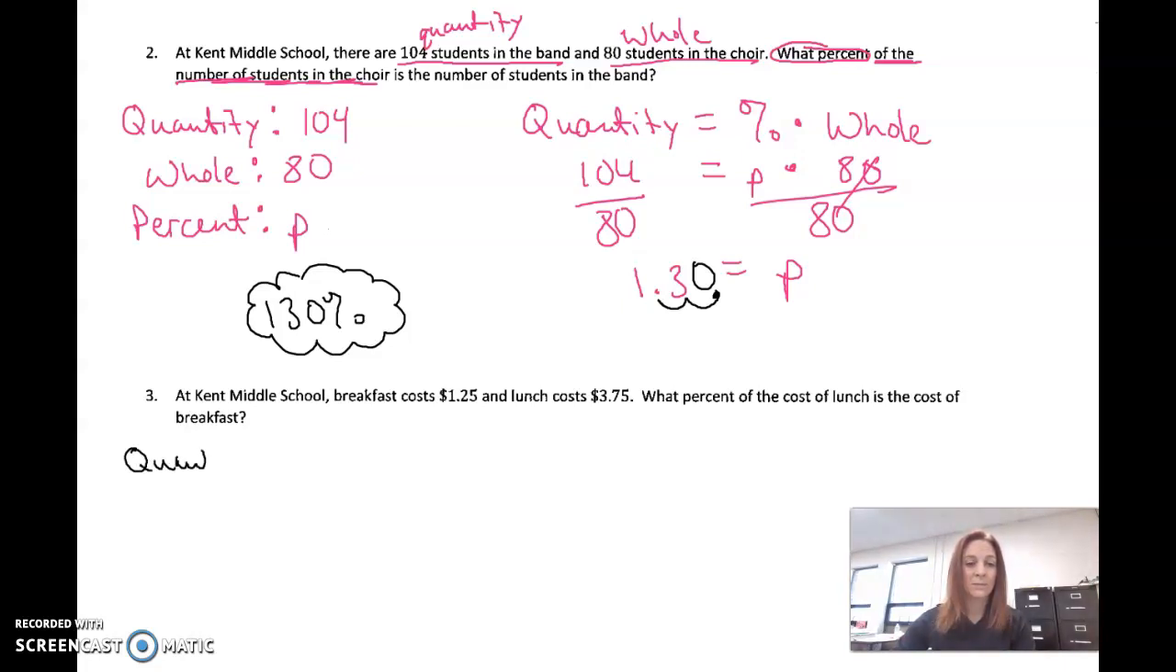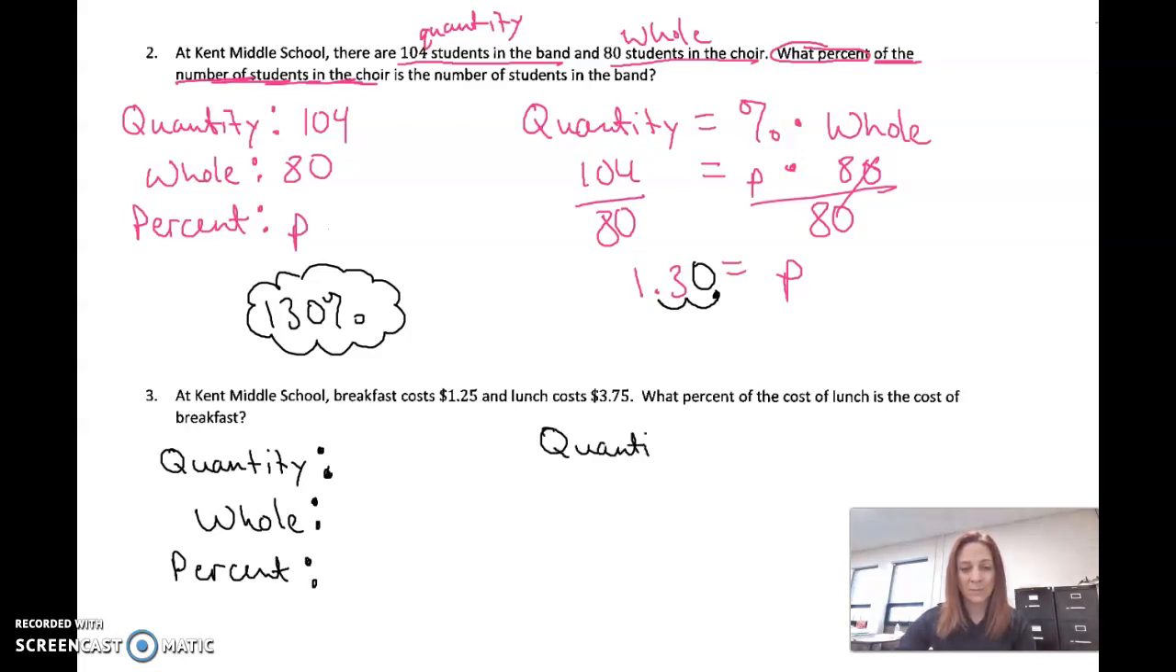Quantity. And I'm really getting sloppy now because I'm trying to rush. I apologize. Quantity, whole, percent, quantity. And I know it's like, why do I have to write all this out? I get it. And you won't have to forever, but until you get really comfortable with it, make things easier on you. Write things down.